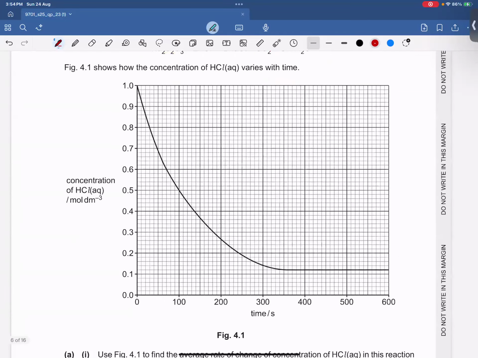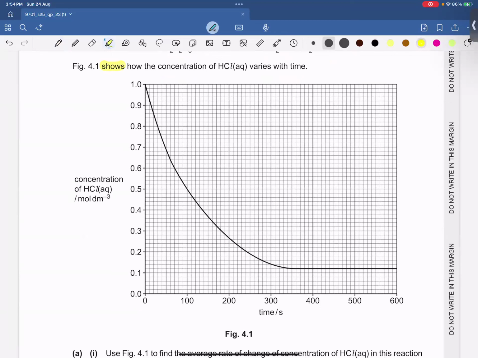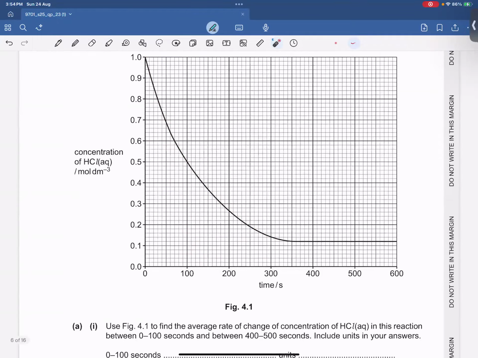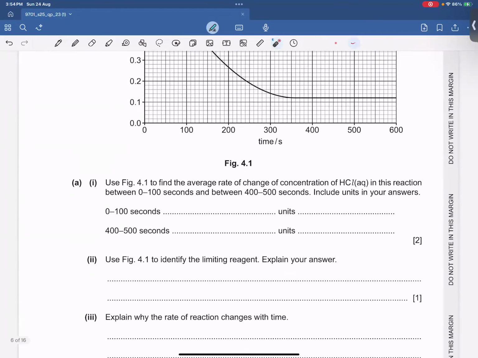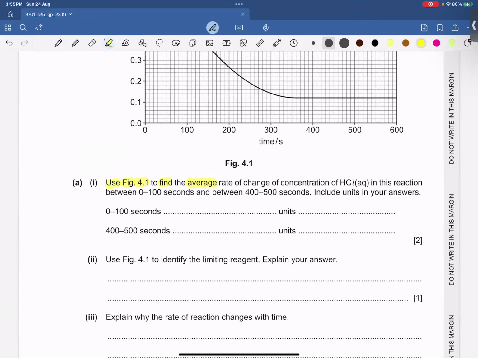Okay. Figure 4.1 shows how the concentration of HCl varies with time. So obviously concentration of HCl with time decreases and therefore gradient decreases and therefore rate of reaction decreases. All right. That's the whole scenario in this graph. But let's talk about this one. Use figure 4.1 to find the average rate of change of concentration of HCl in this reaction.